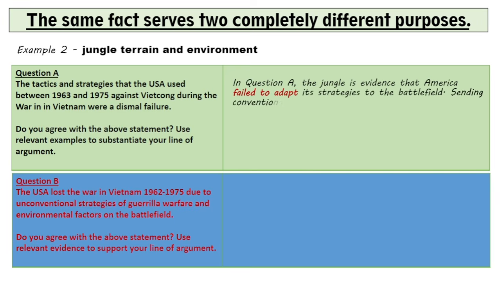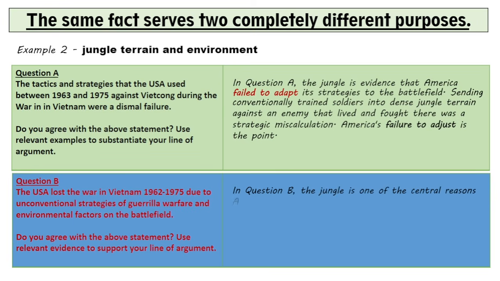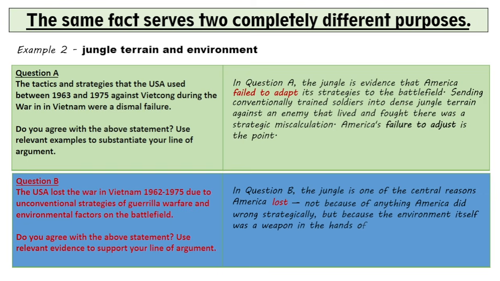Sending conventionally trained soldiers into dense jungle terrain against an enemy that lived and fought there was a strategic miscalculation. America's failure to adjust is the point. In question B, the jungle is one of the central reasons America lost, not because of anything America did wrong strategically, but because the environment itself was a weapon in the hands of the Viet Cong. The terrain is the point.